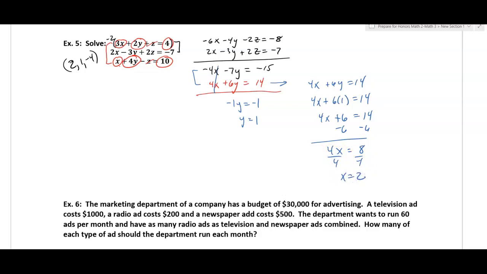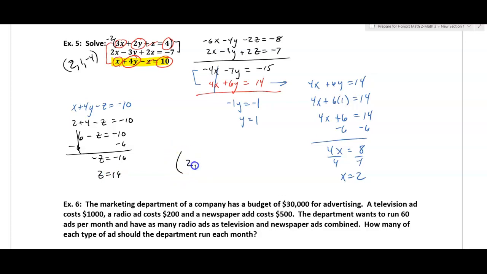And now I can go up here and find z. If x plus 4y minus z equals 10, I basically am using this equation, right? Replace x with 2 plus 4 times 1 is 4 minus z equals negative 10. 6 minus z equals negative 10. Subtract 6. Z equals 16. Ordered triple, x is 2, y is 1, z is 16.